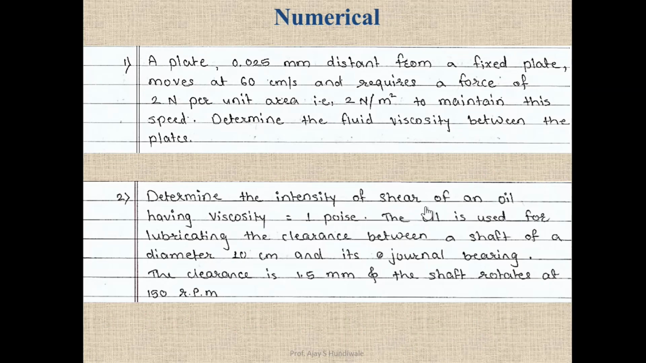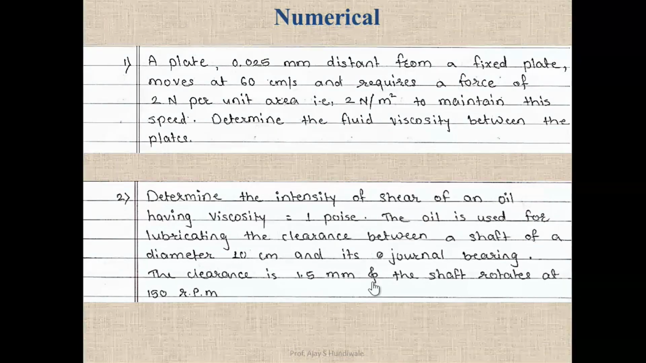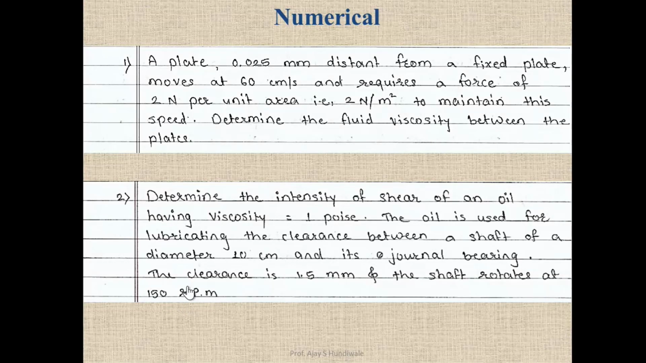Determine the intensity of the shear of an oil having viscosity equal to 1 poise. So viscosity is given as 1 poise. The oil is used for lubricating the clearance between the shaft of a diameter 10 centimeter. Diameter is given. So here the velocity is the angular velocity. So angular velocity we measure in radians, that's why you have to use omega. Diameter 10 centimeter. The clearance is 1.5 mm and the shaft rotates at 150 rpm. So rpm is given. So you have to convert this rpm into velocity.